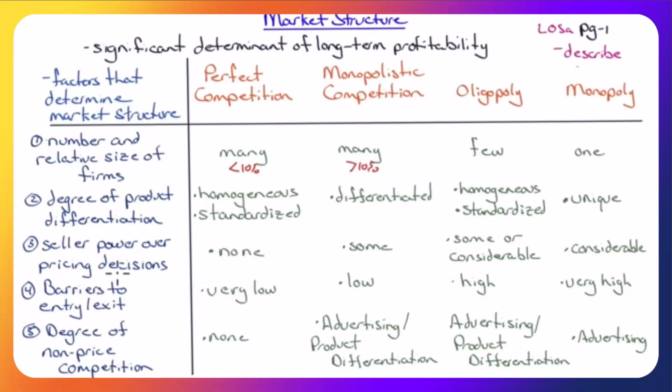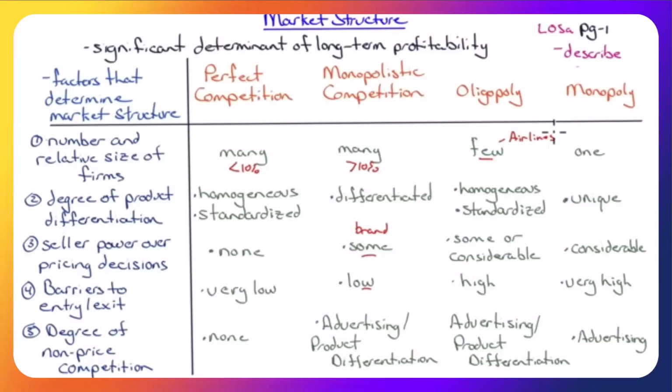Seller power over pricing decisions. You have some power, and that power pretty much comes from a brand. We'll stick with clothing on this example, so that if you have a brand, you have some pricing power. Barriers to entry or exit, they're still very low. The degree of non-price competition, if there is going to be competition not based on price, where is it based? Well, advertising and product differentiation. Let's move to oligopoly. Number and relative size of firms, we have few. So we can think a good example here is airlines.